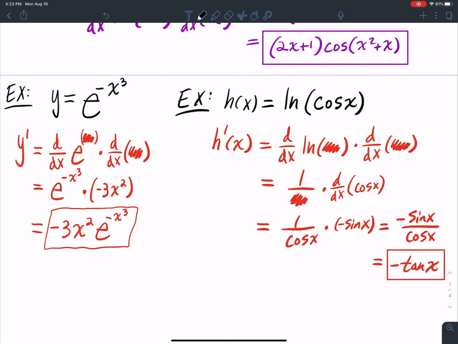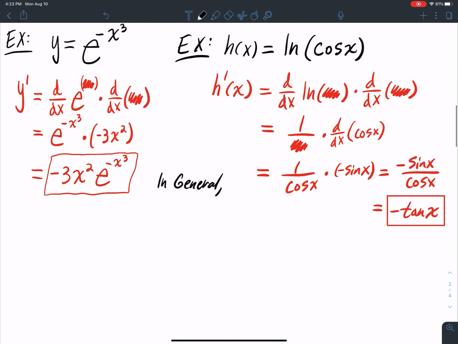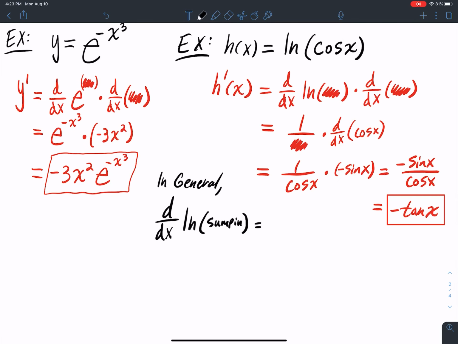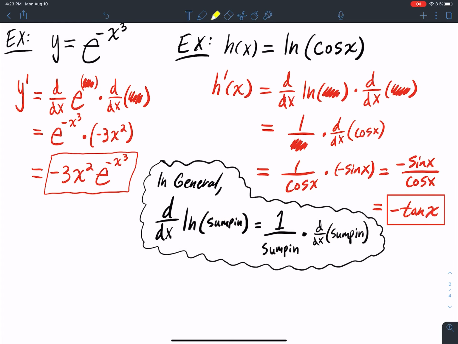In general, though, to help you out with these natural logs, anytime I take the derivative of natural log of something, I don't care what it is, it could be cosine, could be x squared plus 2x plus 17 million, who cares, ln of something is 1 over the something times the derivative of that something. I don't know what the something is, but that's in general how that works out.